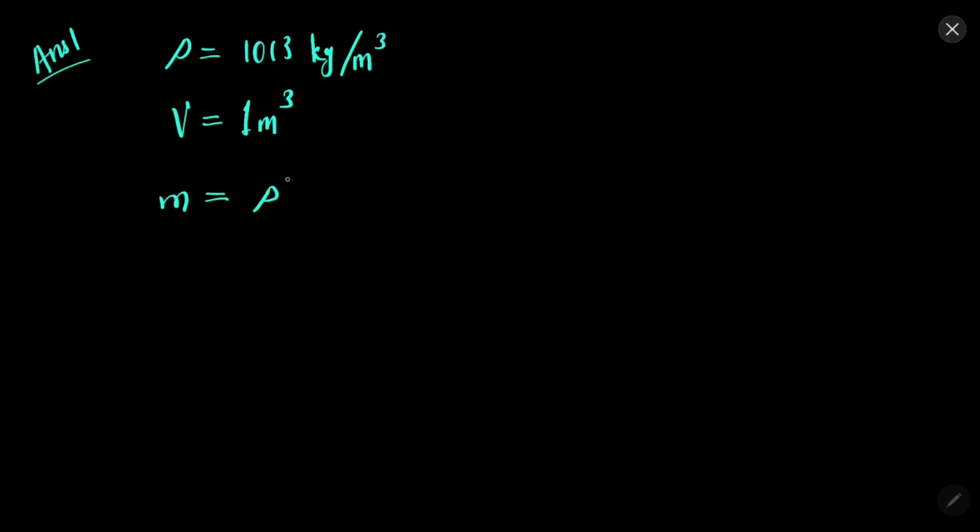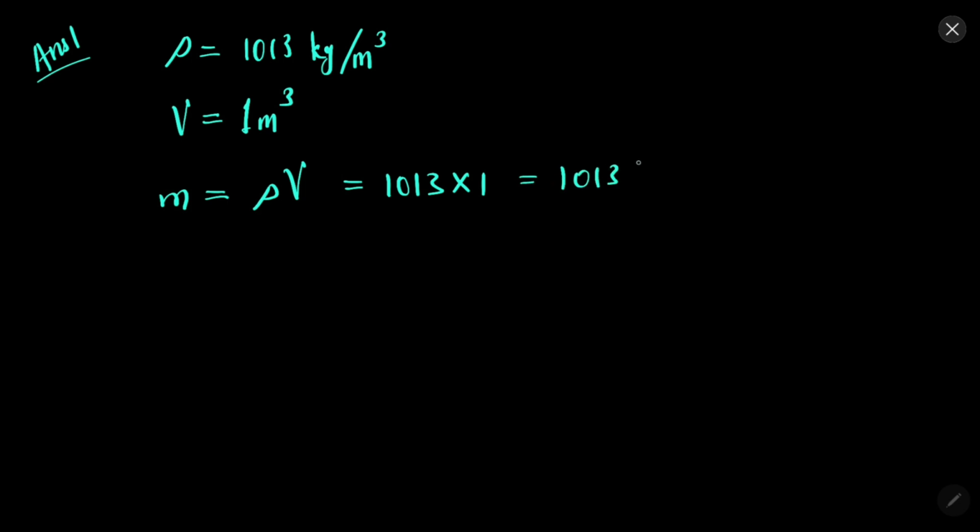So the first question. Density is given, it is 1013 kilogram per meter cube. Now let's consider volume to be 1 meter cube. So what will be the mass? Mass will be density into volume, because density is mass over volume. So in 1 meter cube, 1013 kg will be there.